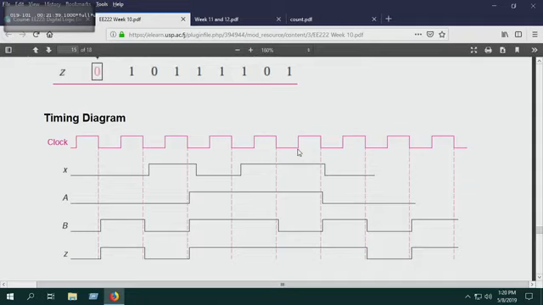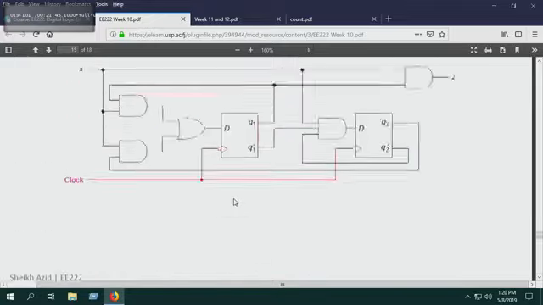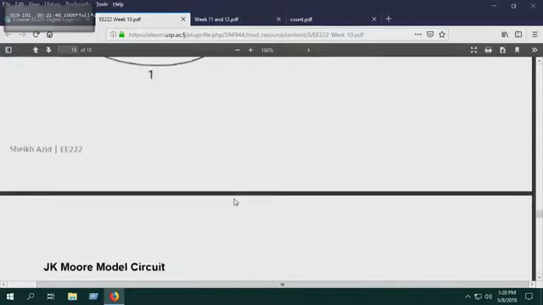Okay, now, at what point in time does the circuit trigger? Let me do some more of this over here.